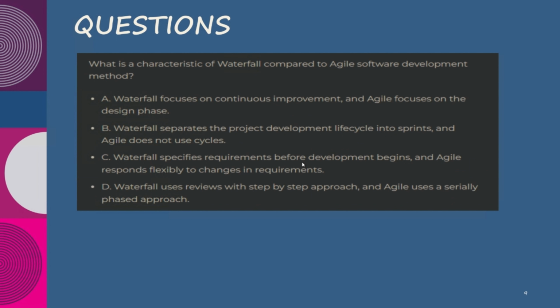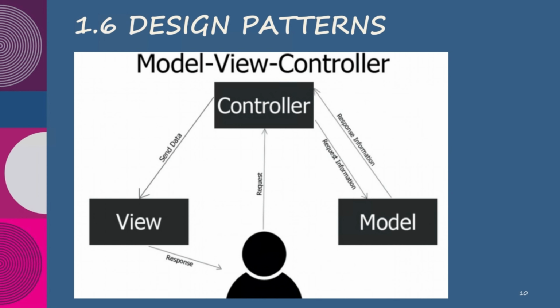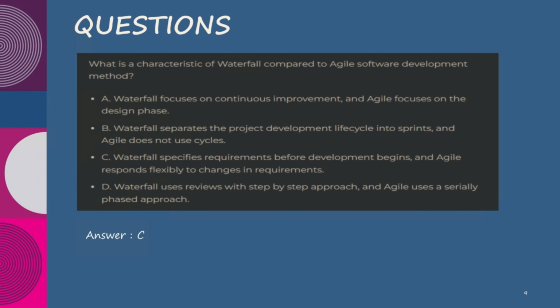Waterfall specifies requirements before development begins, and agile responds flexibly to changes in requirements. This statement is true. Waterfall uses reviews with a step-by-step approach, while agile uses a serial phase approach. Okay, this statement is false. The correct answer is C.